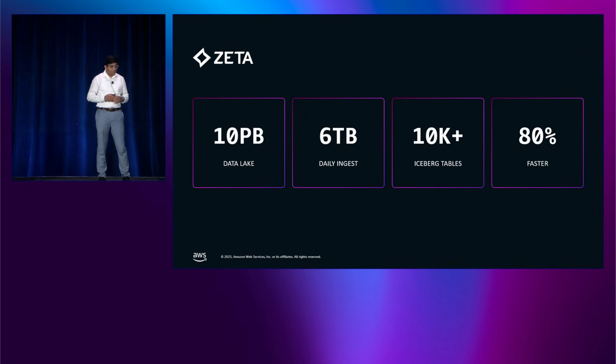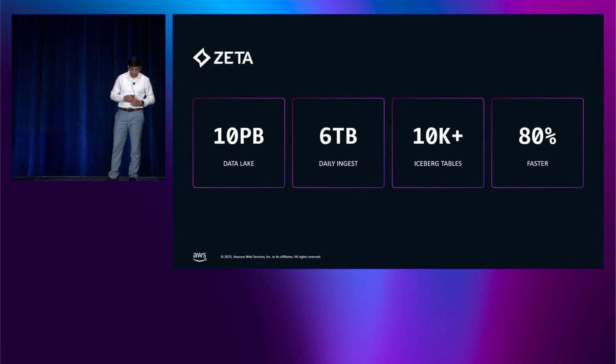Zeta Global today has about 10 petabytes of data across their data lakes and data warehouse. We ingest close to about 6 terabytes of data every single day. And this data is written into 10,000 Iceberg tables supporting multi-tenant workloads. Our dataset is growing by 40% year over year, increasing the pressure on our current pipelines.